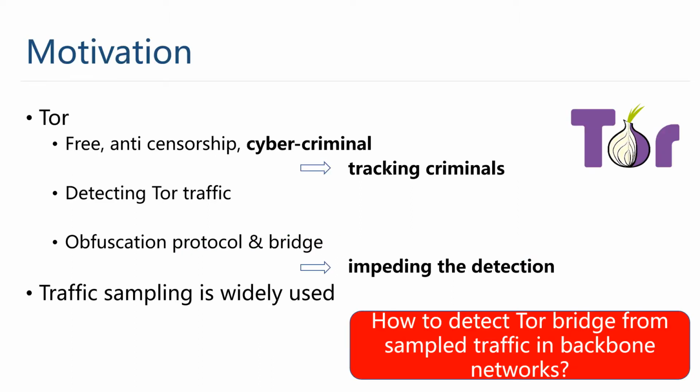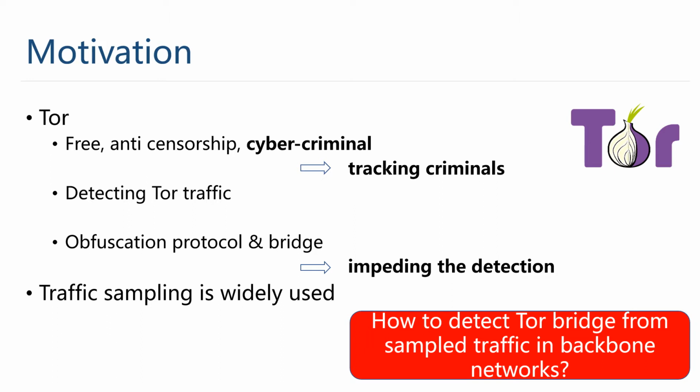We all know that Tor is designed for free speech and anti-censorship, but there are also cybercrimes. Illegal drugs and personal information sold by criminals can cause harm to society, so criminals in the dark web need to be tracked. Before tracking criminals, we first need to detect Tor traffic in backbone networks.